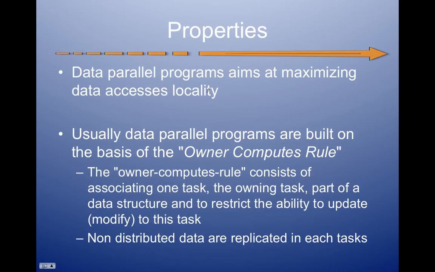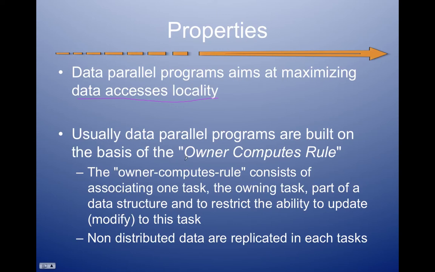The property of this kind of parallelism is that it maximizes data access locality, since a piece of data is usually always handled by the same process. And you have exchanges between the processes only when one task needs data from another process.